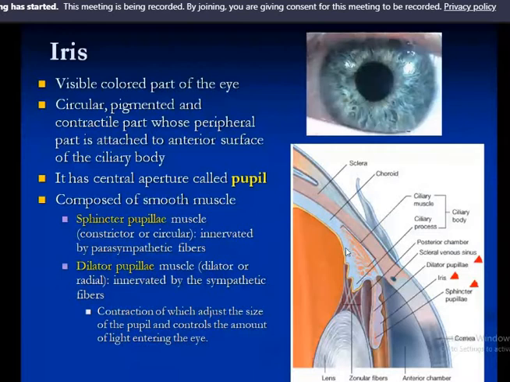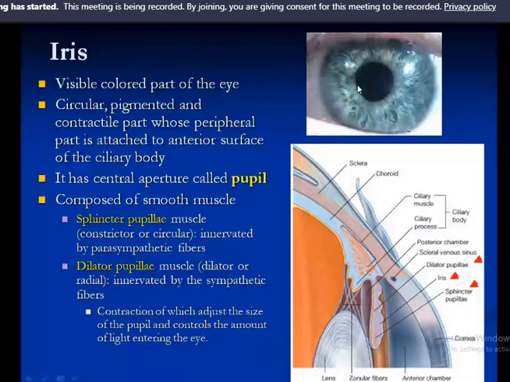The next one is the iris. So this one is the color part of the eye. It is circular. It consists of the pigment, and this pigment is going to determine the color of the eye. Okay. And over here in the iris, we have the contractile muscles. And the peripheral part, can you see the peripheral part of the iris? The peripheral part of the iris is attached to the ciliary body. Now you just see. So it consists of the central aperture. This one is known as the pupil. The central aperture which is present in the iris, this is known as the pupil.